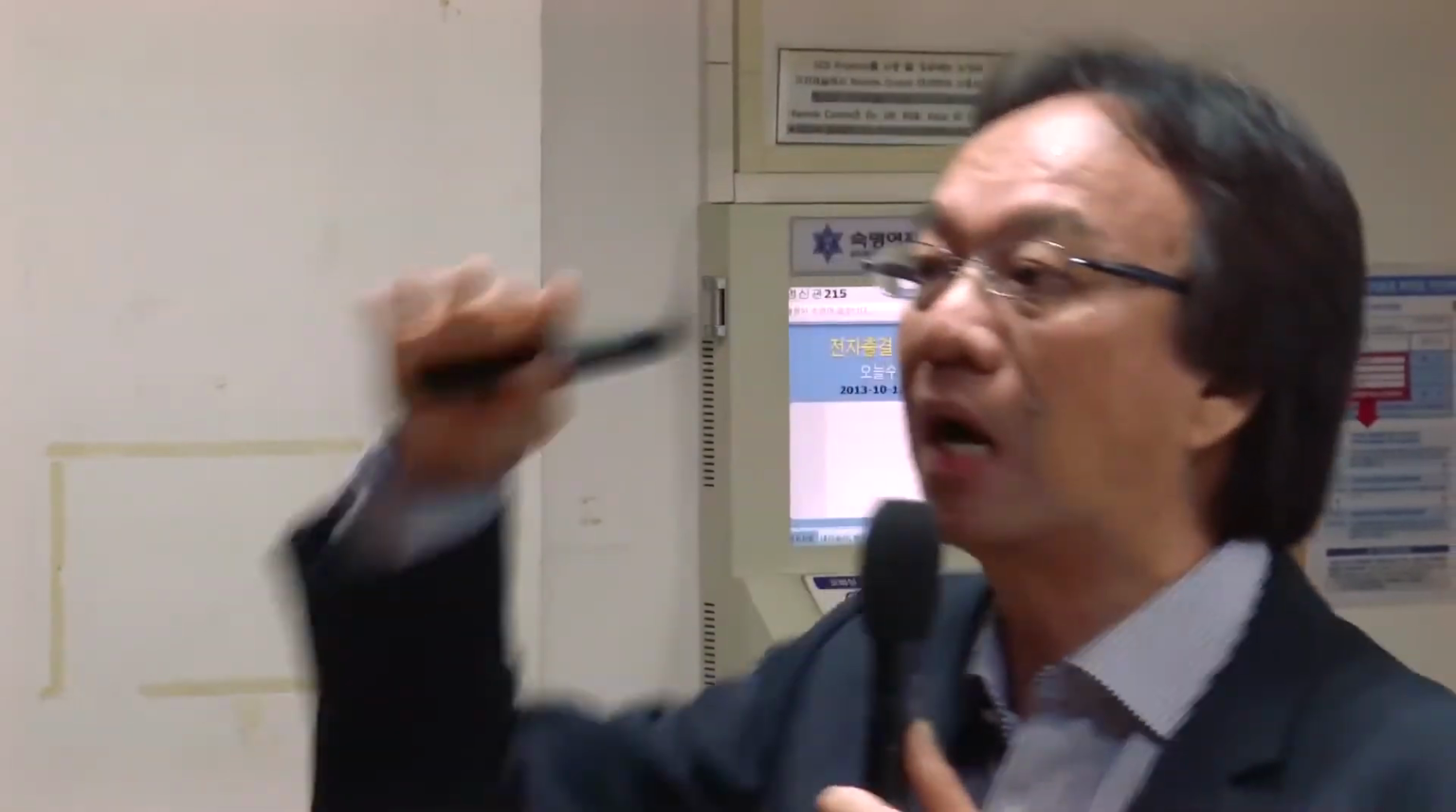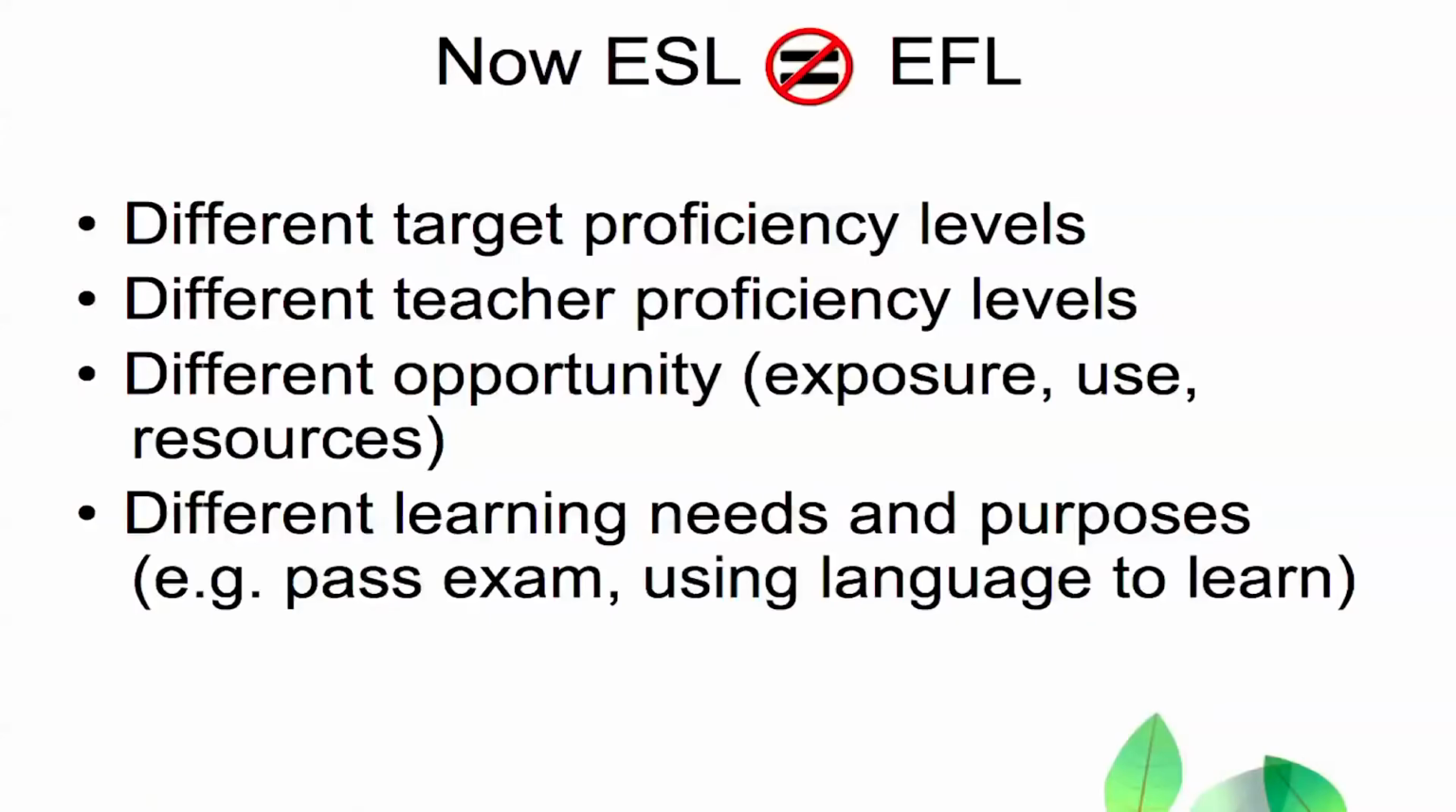So in terms of target level of attainment, EFL is very much different from ESL. I think we can expect higher target level in the ESL situation. Different teacher proficiency levels, I think that is very clear. I just explained that to you. And different opportunity to learn, to use the language. The amount of exposure is different. The opportunity to use the language is different. The resources are also different.